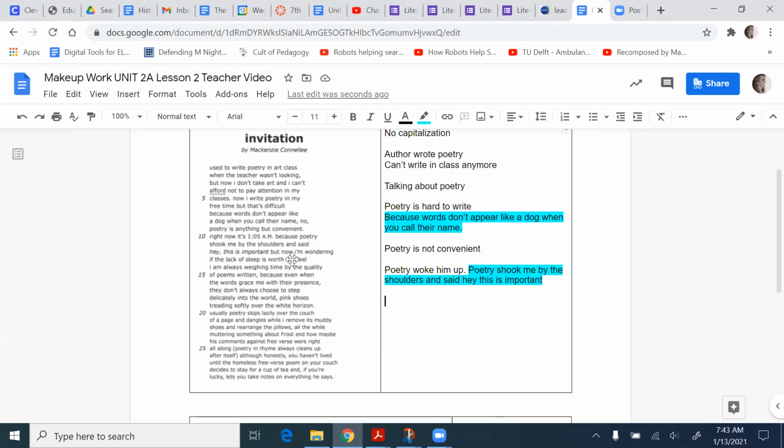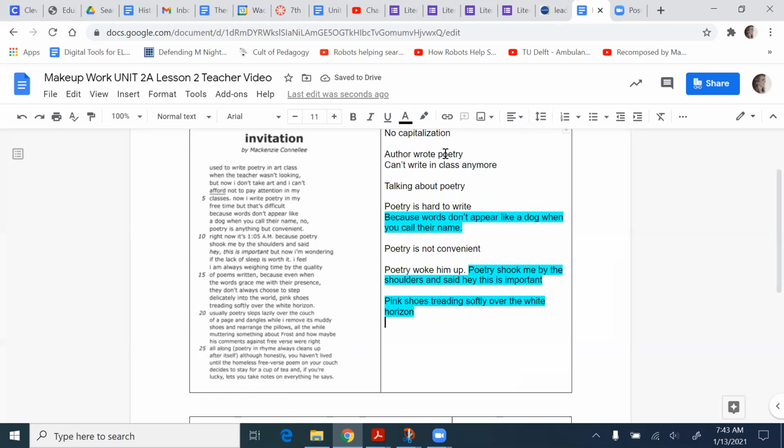I'm right here on line 13. "I feel I am always weighing time by the quality of poems written, because even when the words grace me with their presence, they don't always choose to step delicately into the world." Still too much for me, but it's okay. "Pink shoes treading softly over the white horizon." Yeah, I don't know what that means, but I know it's figurative language because he doesn't literally mean it. Something is pink shoes treading softly over the white horizon. This is where my brain goes, please don't ask me a question about this.